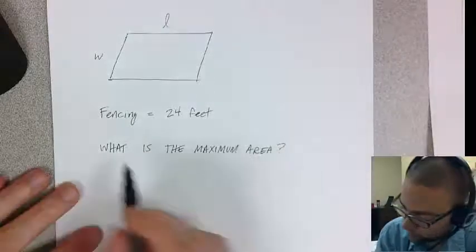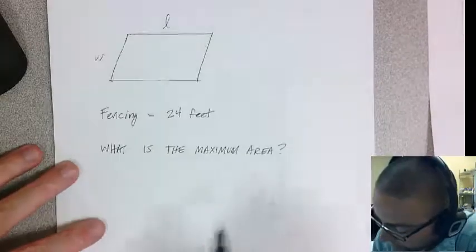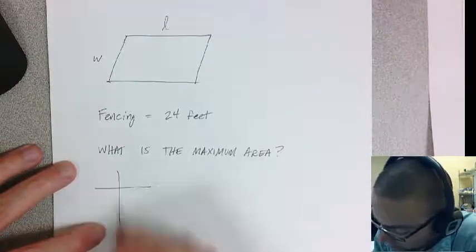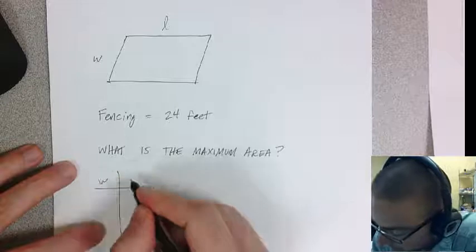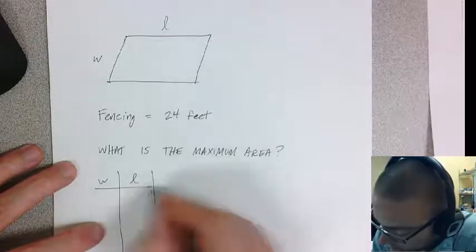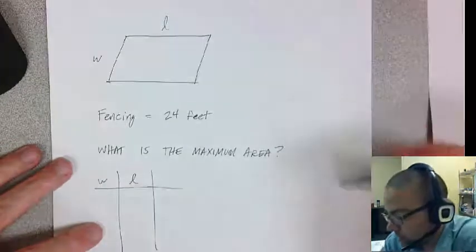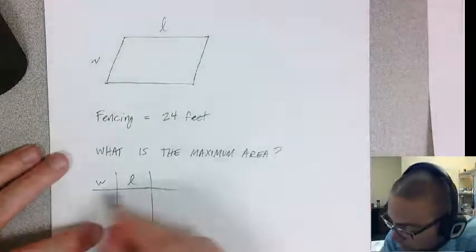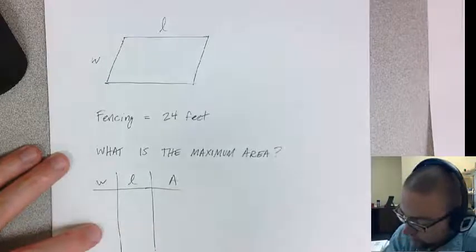Okay, so we have 24 feet of fence. What's the maximum area? I'm going to go ahead and make a chart. I think a smart thing to do is to try to go about this in a systematic way. So width and length and area, right?